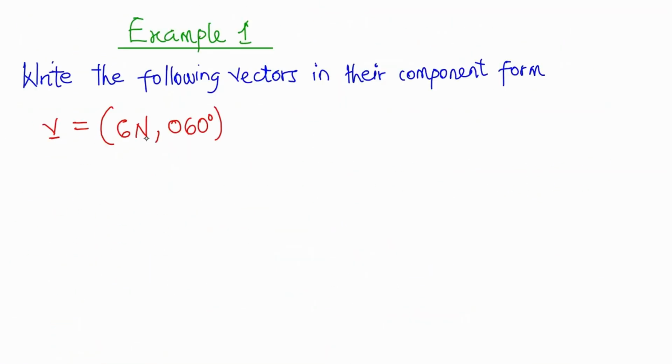So we have example 1 here, and it says to write the following vectors in their component form. Actually, there are a number of vectors here, so that's a number of questions. So this is the first one. Now I want to write this vector in component form.